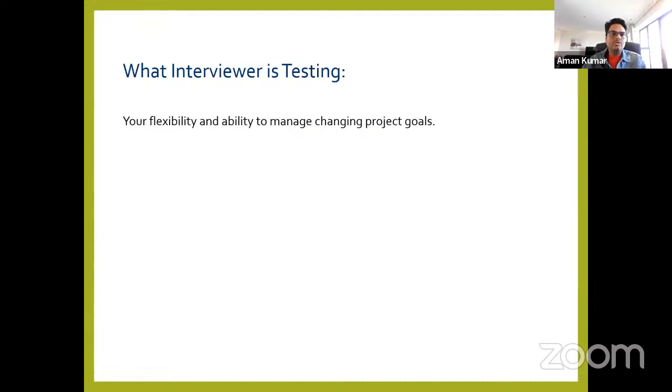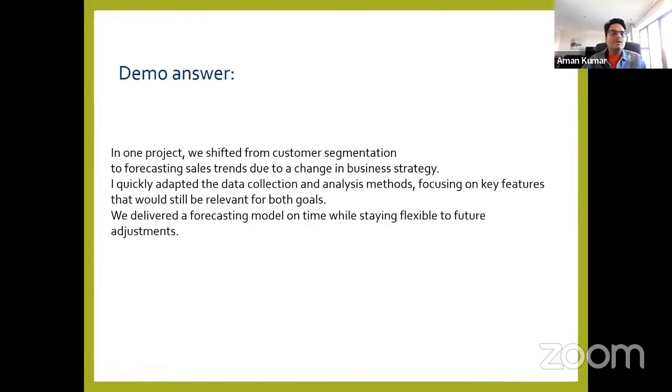What could be one example answer? In one project, we shifted from customer segmentation to forecasting sales trends due to a change in business strategy. I quickly adapted the data collection and analysis method, focusing on key features that would still be relevant for both goals. So here, what I'm doing is shifting my goal post, but I'm ensuring that whatever work has been done is not lost.